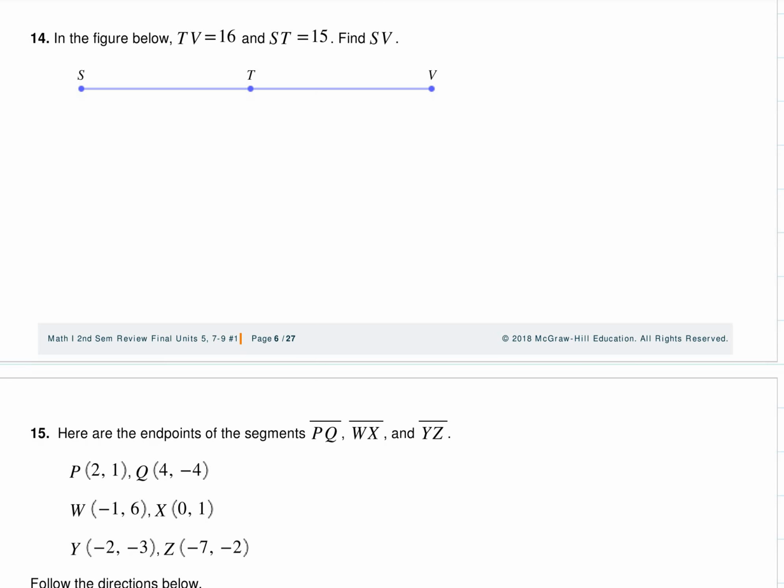Number 14, for the figure below, TV equals 16 and ST equals 15. Find SV. So we use the segment addition, or the betweenness of points. The longest segment is SV equals ST plus TV. We know ST is 15 and TV is 16, so we just need to add them. 15 plus 16 is 31. SV equals 31.